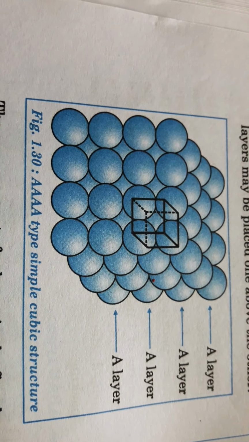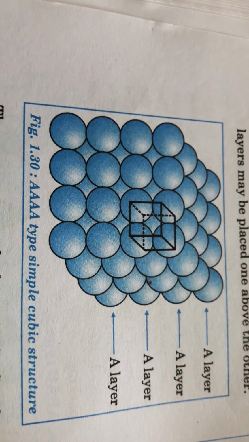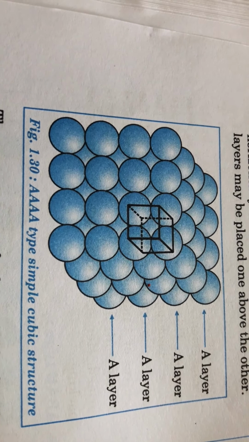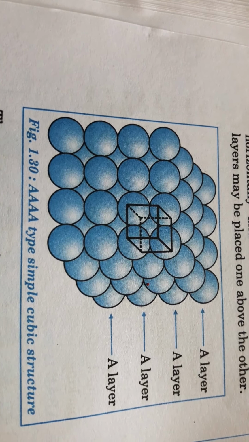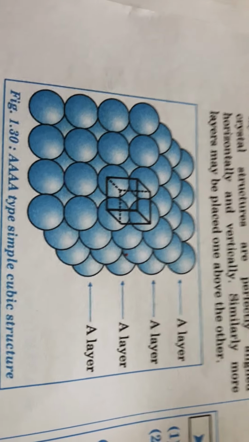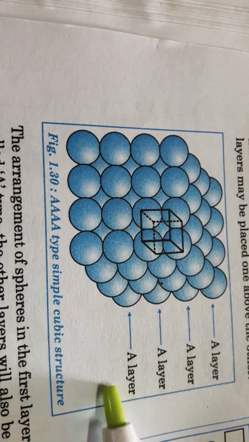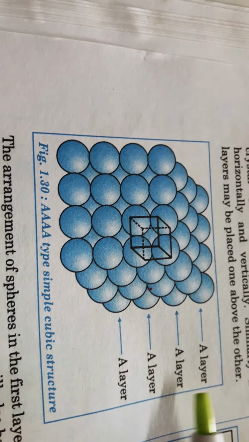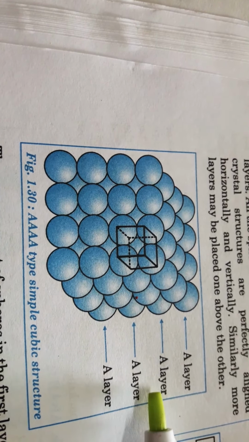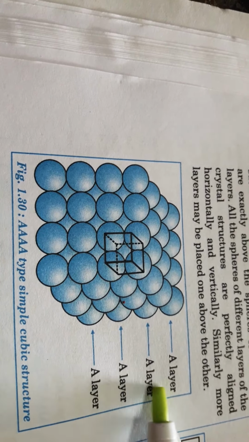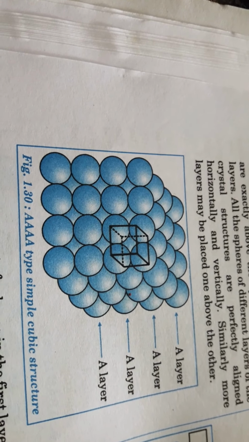This is a three-dimensional structure. Look at this A layer. Again there is an A layer, again an A layer, again an A layer. So this is a 3D structure, a three-dimensional structure, in the case of the simple cubic structure.